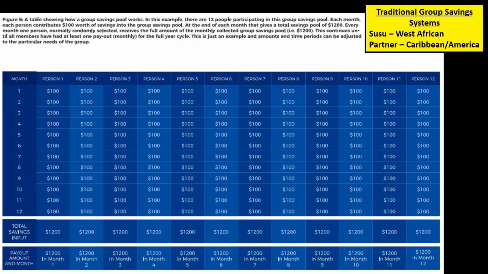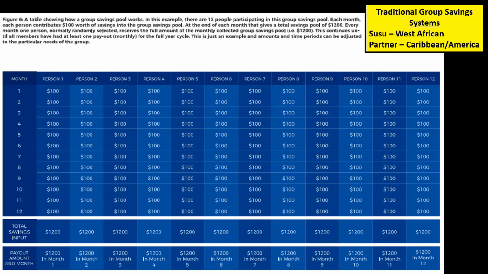So when we talk about this group savings plan, aka susu, I put up at the top right hand of the screen, aka partner, those are just other names for it. Here's a little chart. So you can see on the left of the chart, I have 12 months. It could be done for a shorter time period or longer. So I have 12 months on the left of the chart, and along the top row of the chart, I have 12 people. So for each month, there's a different person.